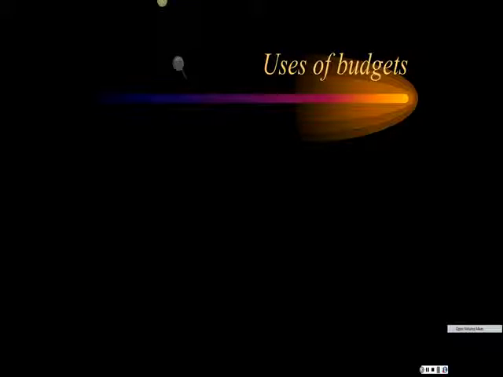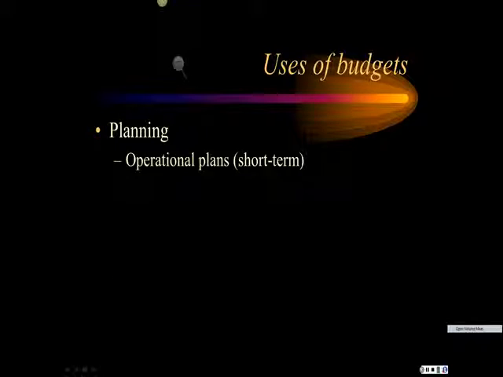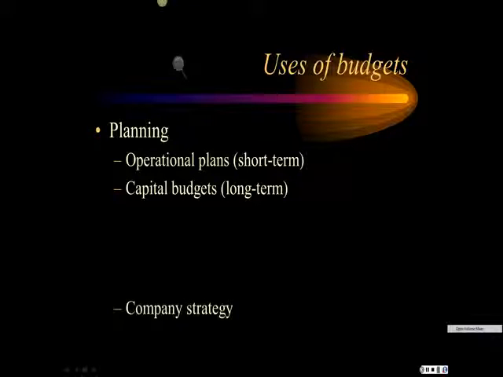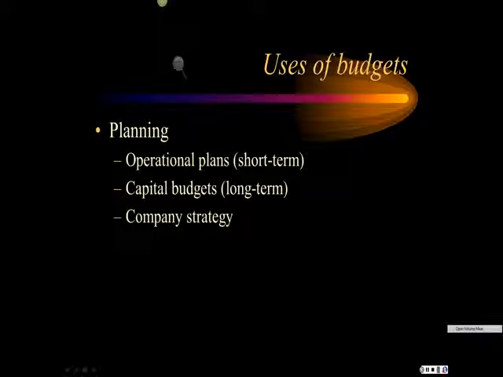Okay, we'll do one or two more slides. So why would we want a budget? Well, without a budget, it's hard to plan. So we may have short-term plans or operational plans, and capital budgets, long-term plans. We want to know that we can afford to build our buildings and whatever. And in terms of planning our company strategy.